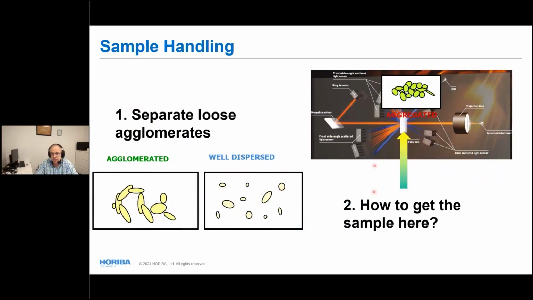Today we're primarily talking about how you get sample into the cell for measurement. Step one of that is to separate your loose agglomerates. You could start with agglomerated particles that just came out of a container and are a little bit pressed together, or have electrostatic charges making them stick, and you separate them into individual particles in order to make the measurement. So step one in sample handling is ensuring the particles are well dispersed. Sometimes that happens within the instrument, and sometimes before you introduce the sample to the instrument.